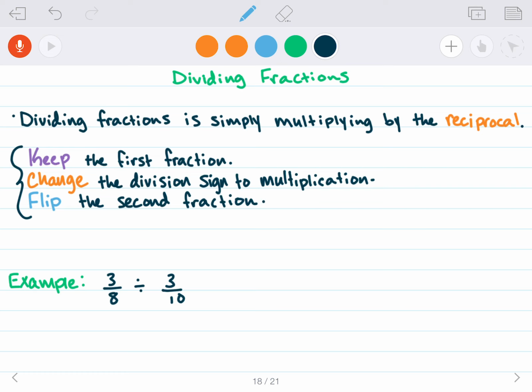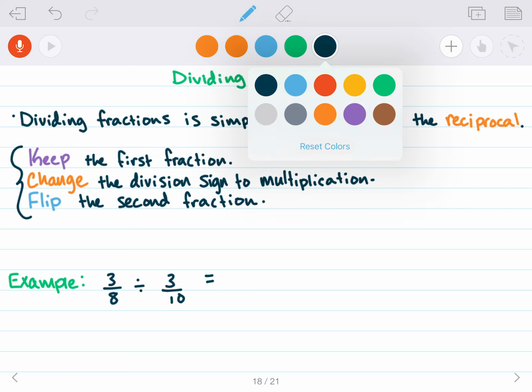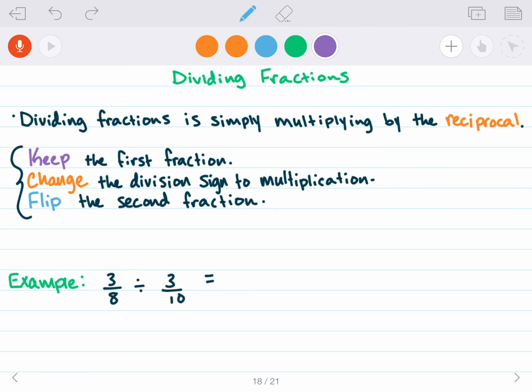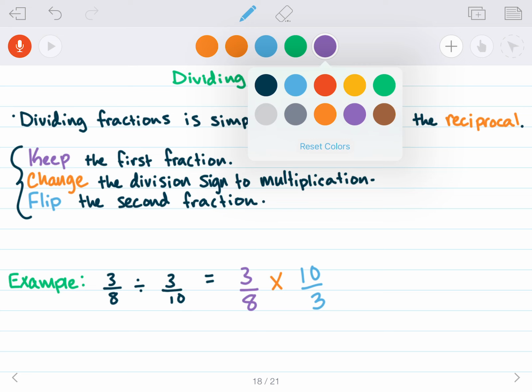If we have 3 over 8 divided by 3 over 10, we're going to keep the first fraction, which is 3 over 8. So that's step 1, keep the first fraction. Step 2 is we're going to change the division sign to a multiplication sign. And step 3 is we're going to flip the second fraction, aka find its reciprocal. So if I flip 3 over 10, that's going to be 10 over 3.